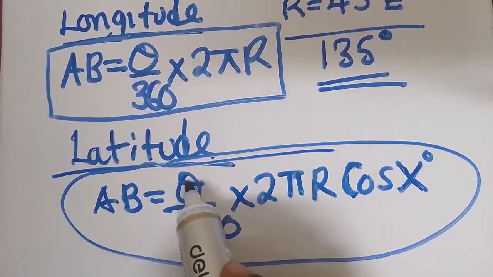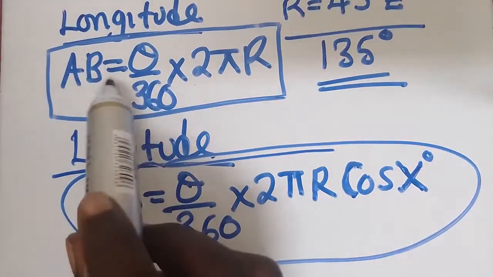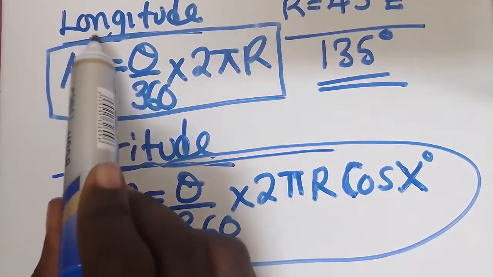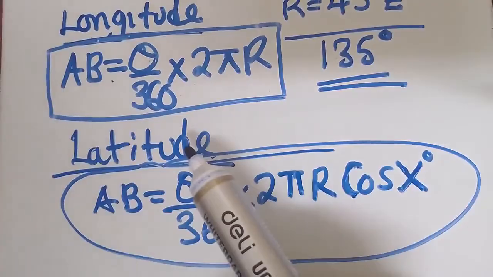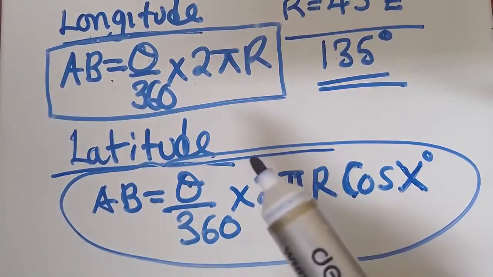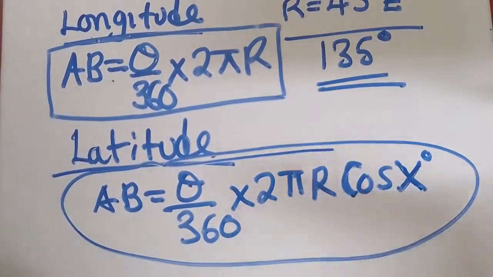Then the theta here is the difference in the longitudes. Whenever you are calculating distance in the longitude, the theta there is the difference in the latitudes. Have you seen? The good part about this question is that these two were asked, and that's where the confusion came in, and that's why we were not able to answer this question.